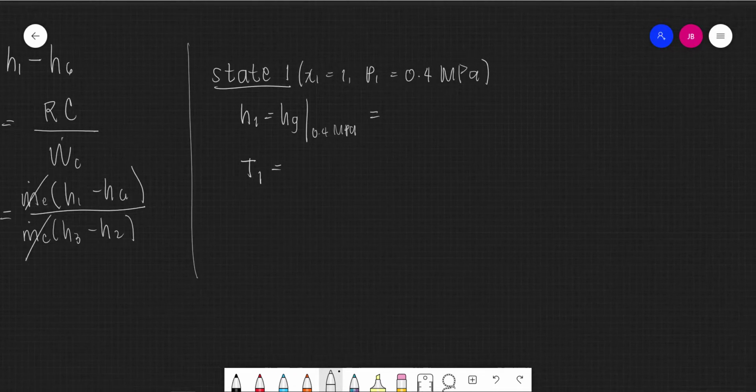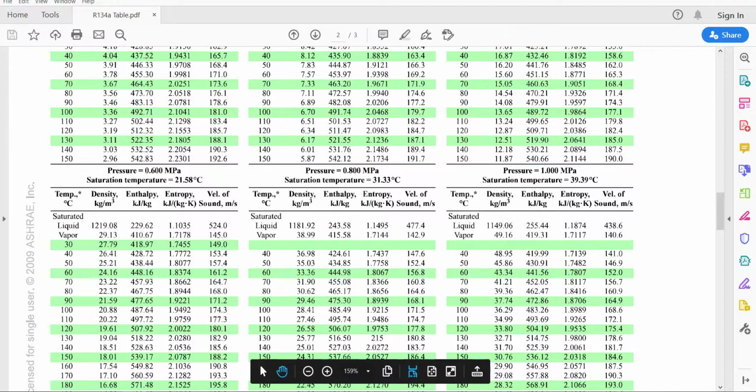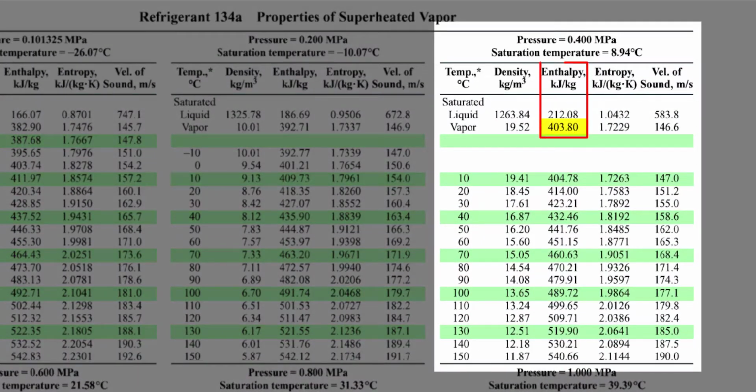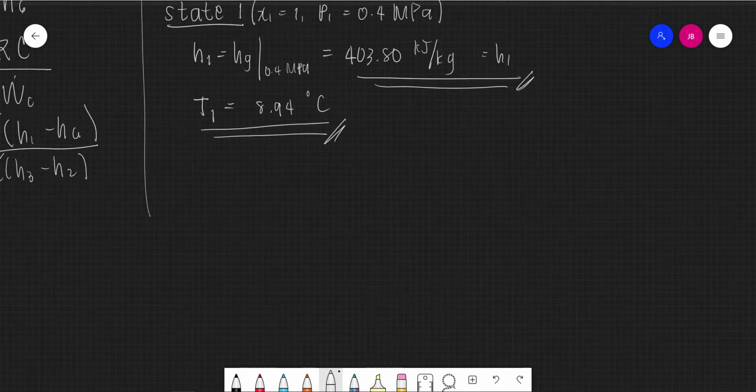It's a matter of consulting our thermodynamic tables. We have 0.4 megapascals. The saturated vapor enthalpy is 403.80. Samantalang ang temperature ay 8.94. So let us copy those values. Okay, so let us move forward to state 2.